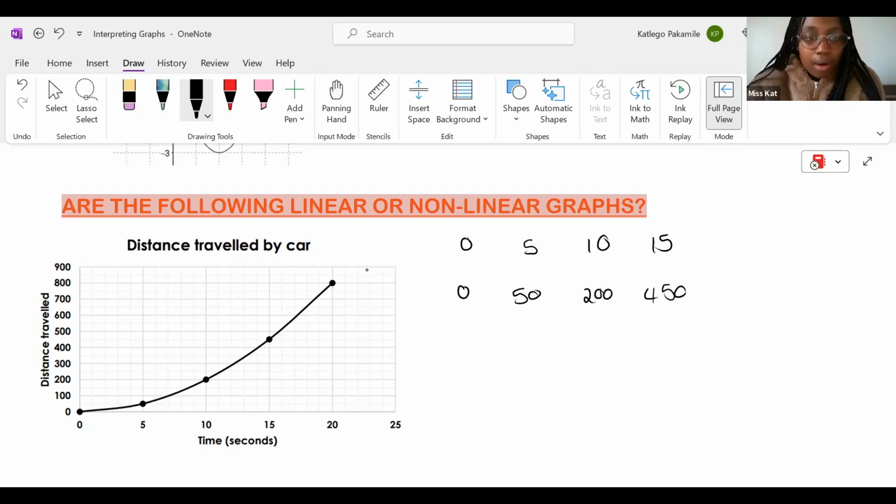Now, to get from 0 to 50, guys, how much did we add? How much did we add? Kamkhal is laughing at my handwriting. It's fine.